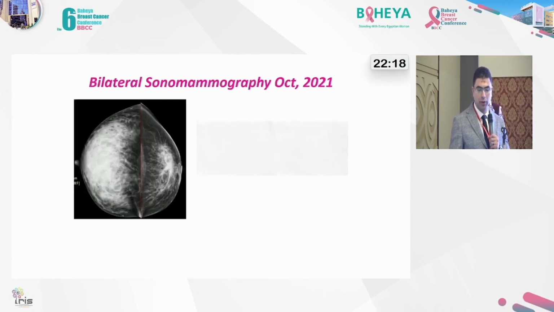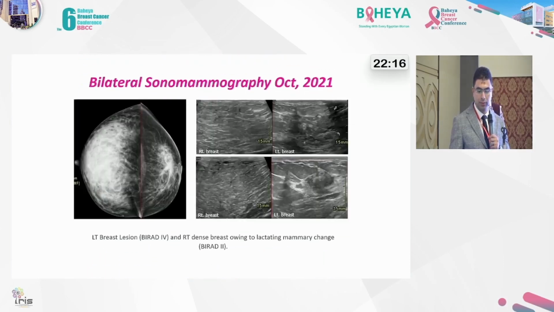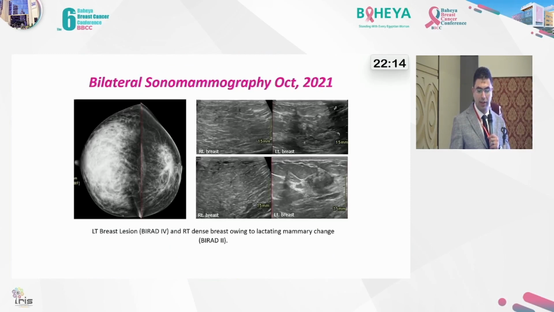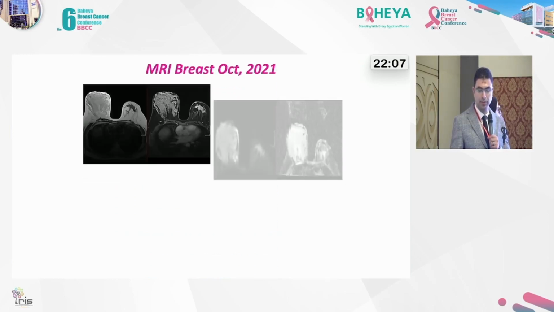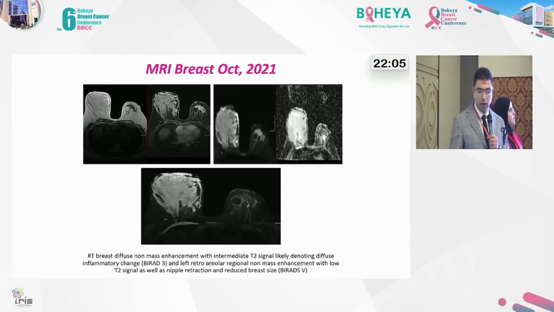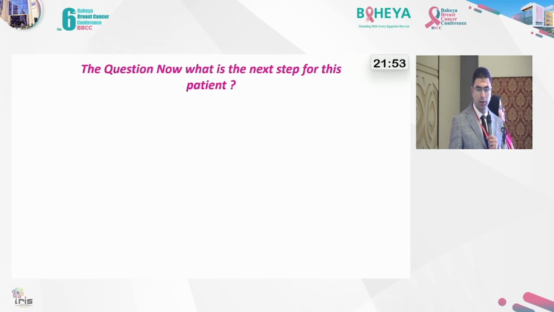Bilateral sonography showed left breast and right breast dense owing to lactation. MRI breast: right breast diffuse non-mass enhancement, likely diffuse inflammatory change, and left retroareolar regional non-mass enhancement with low T2 signal, reducing the breast size. The question now, what is the next step for this patient?